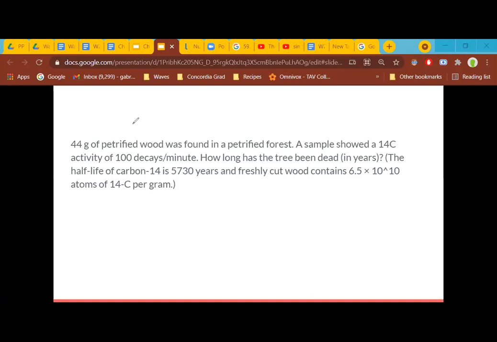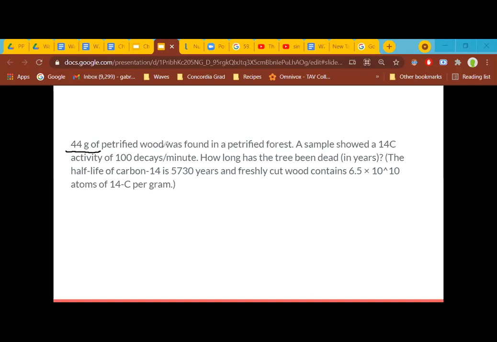It's not when two carbons go and have a nice evening together. It's when you figure out how old something is based on the carbon that's left. That's a terrible joke.